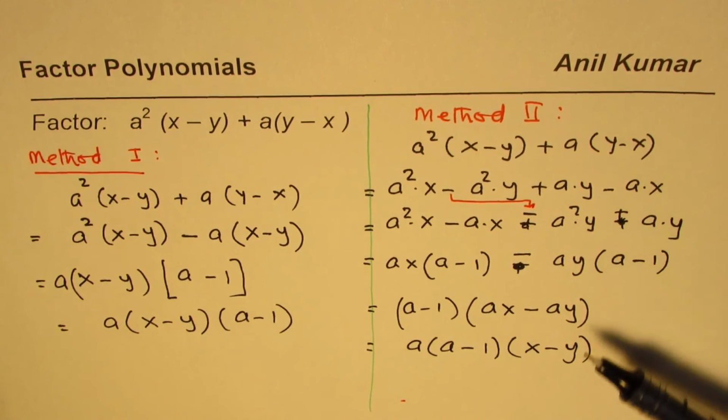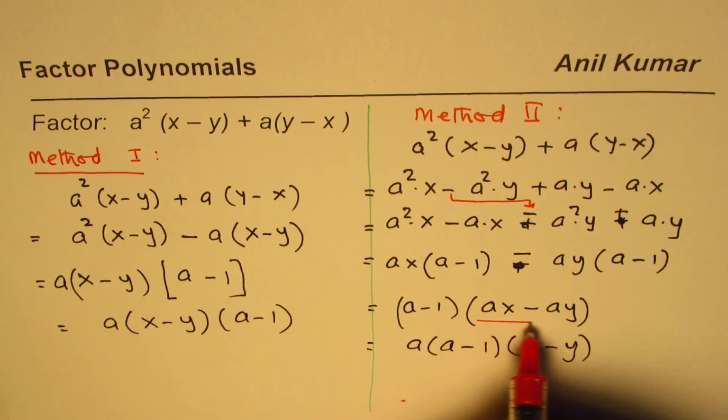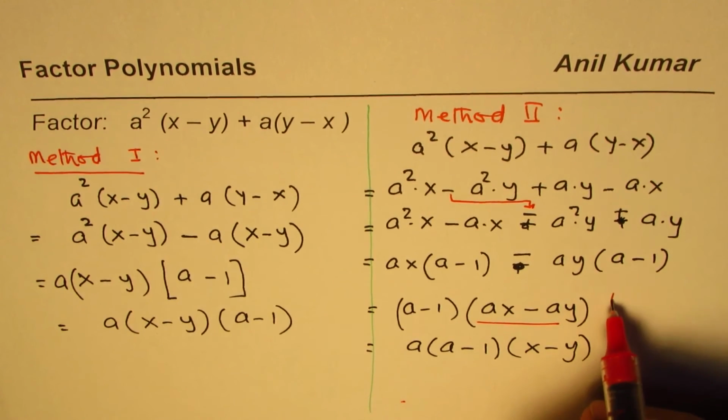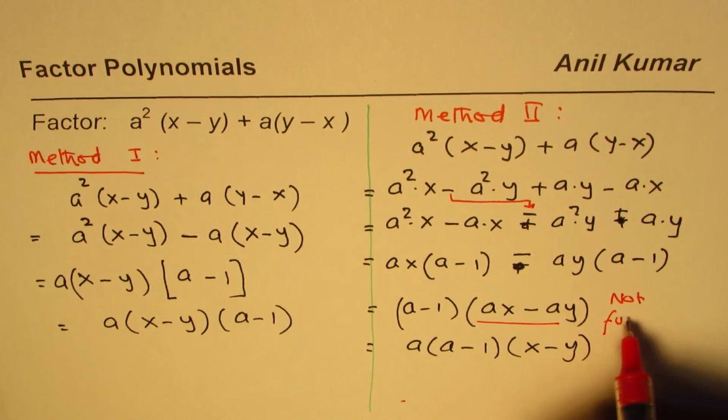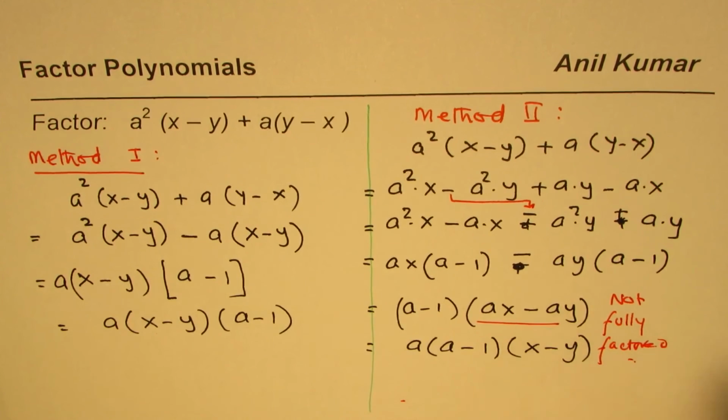Clearly, what you see here is that this is not a very efficient way of doing it. You do get the correct result, right? But there are possibilities of making errors in between, just as we did, and there is a possibility of leaving the answer at this stage. This is not fully factored. So you can lose 0.5 marks there also, correct?